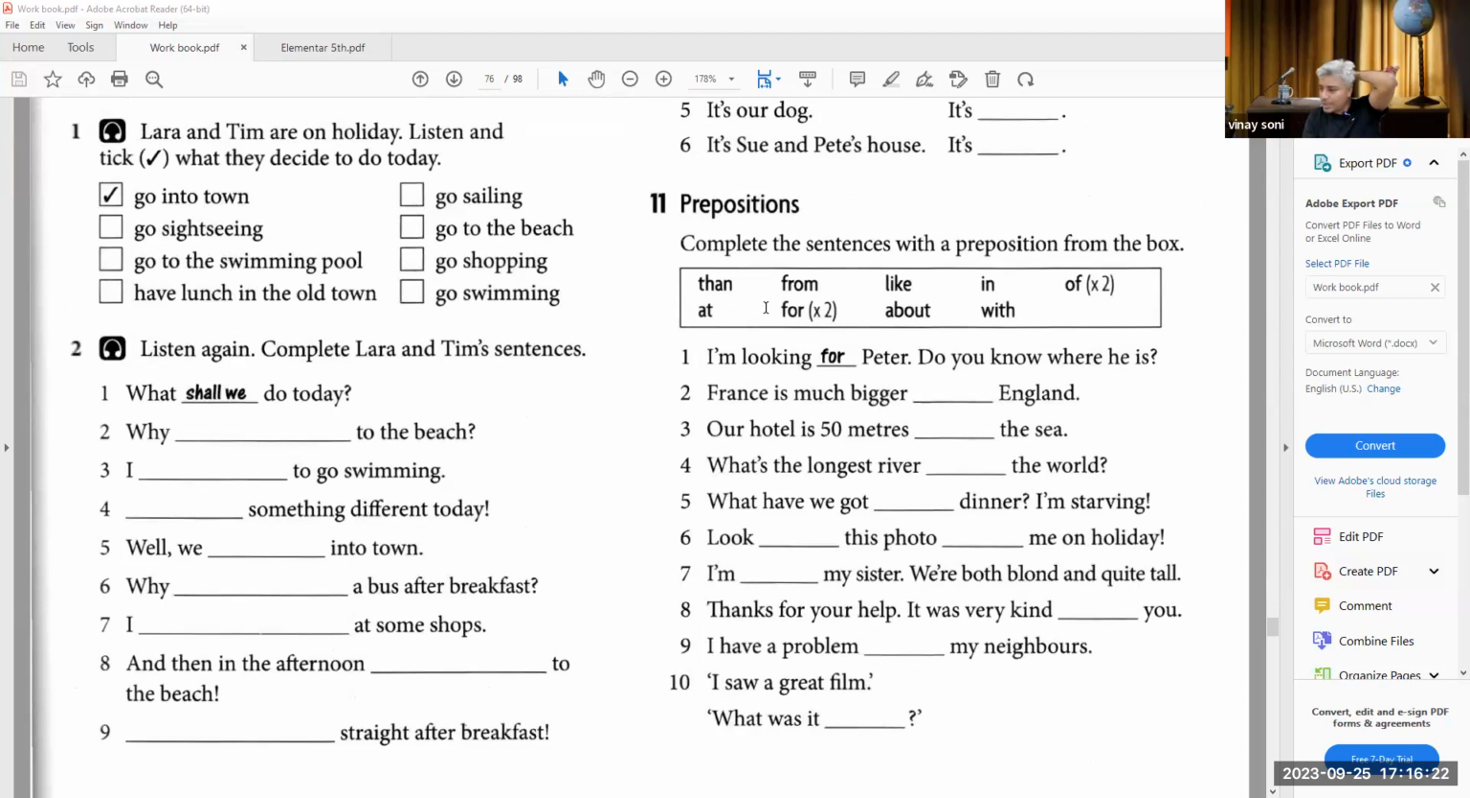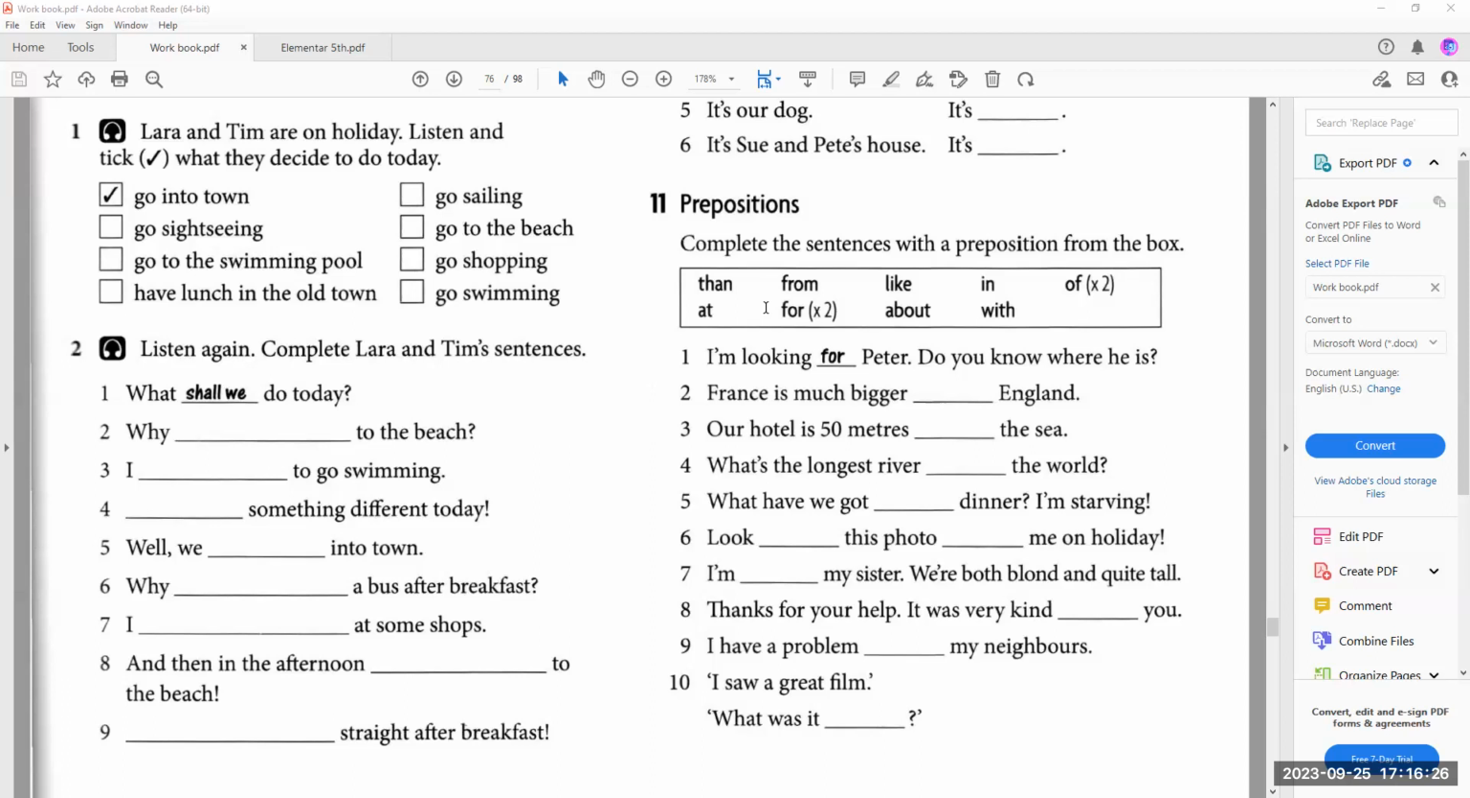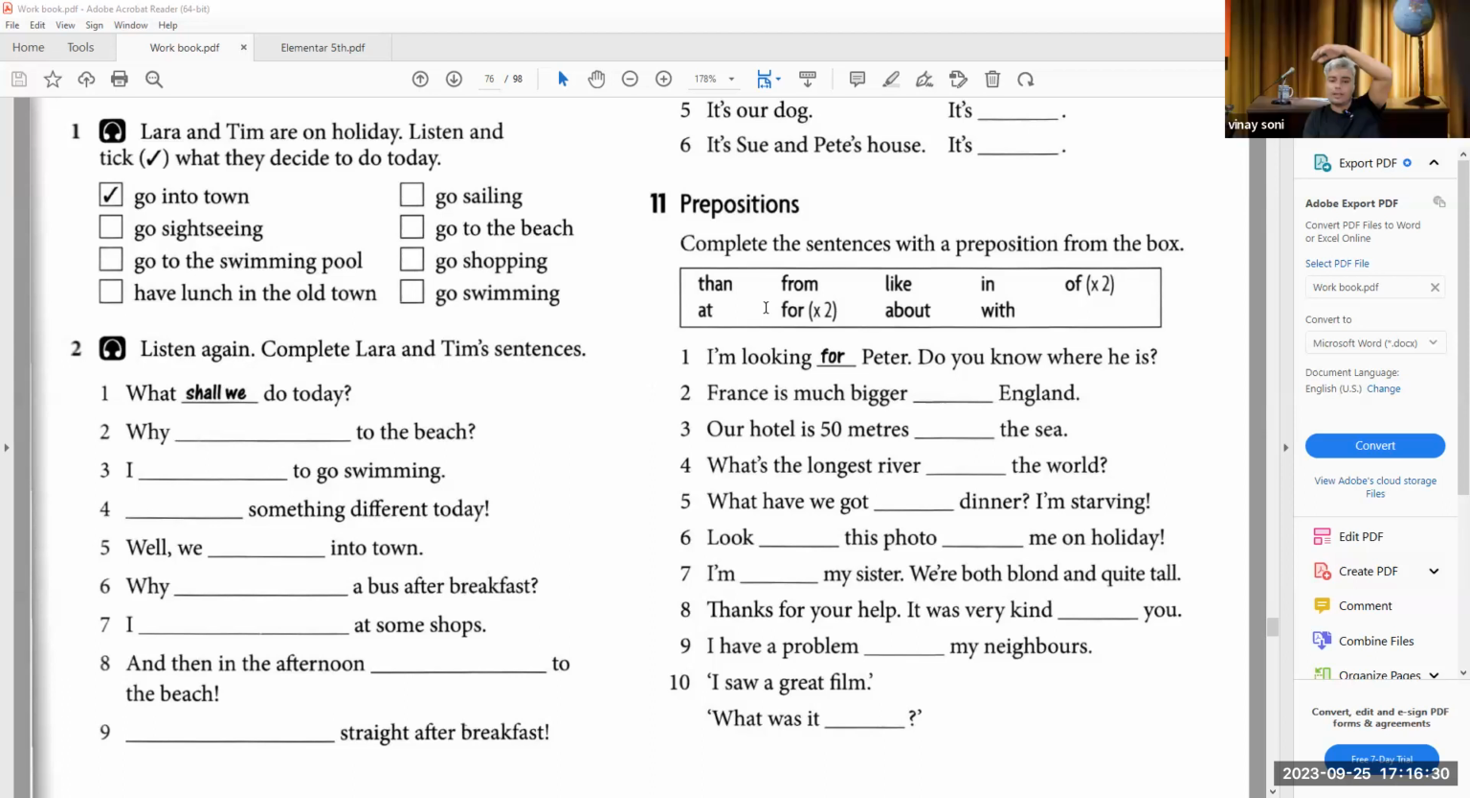France is much bigger than England. 3, our hotel is... four.